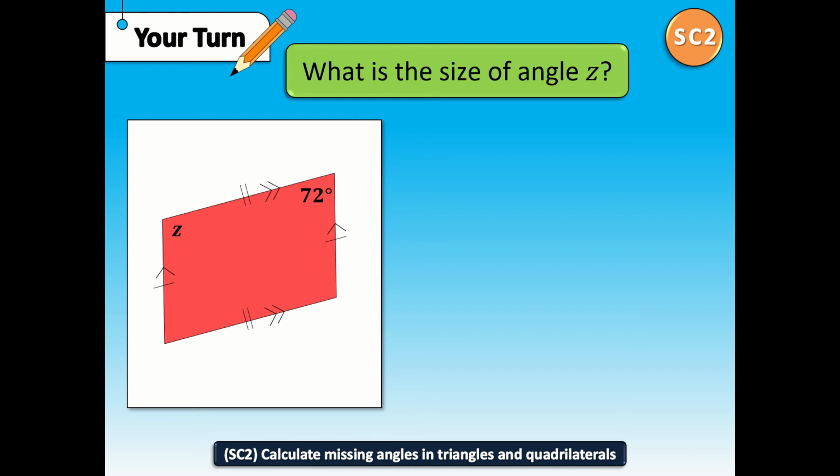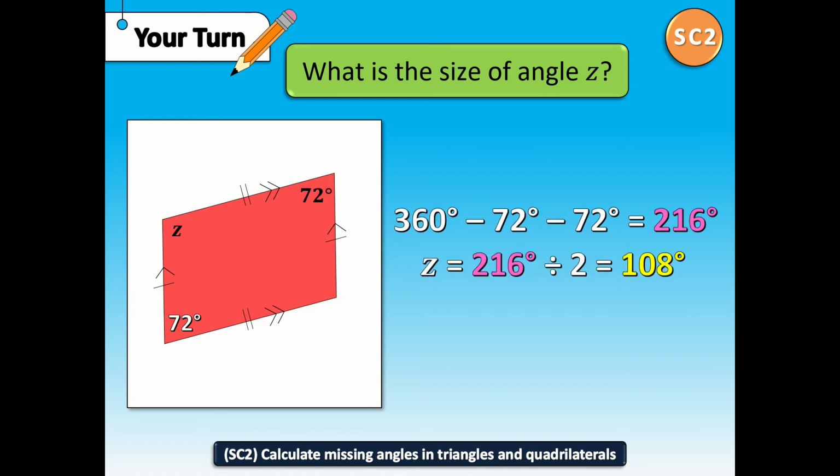So this is a parallelogram. So that angle must be 72 degrees because the opposite angles are the same. So if we take both 72 degrees away from 360, and then we divide 216 by 2, angle Z and the angle opposite it must be 108 degrees.